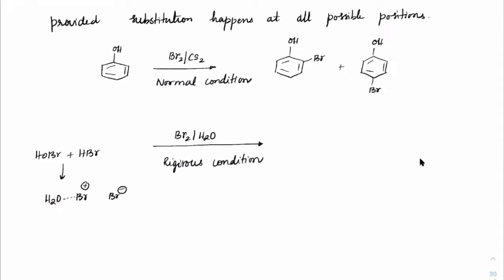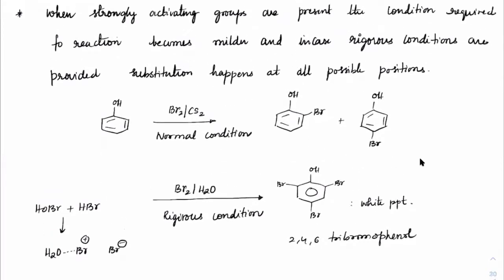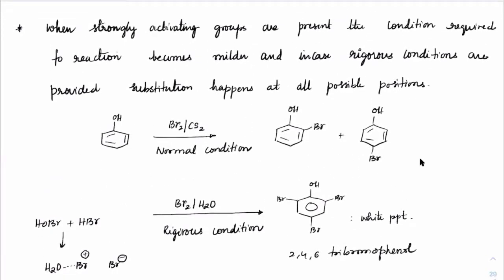Since the availability is more, and more importantly, the OH is a strongly donating group, so it is a strongly activating group. Since it is strongly activating, we will see bromine gets substituted on all positions here. This would be a white precipitate. So the product is 2,4,6 tribromophenol. The substitution happens at all the positions, 2, 4, 6.